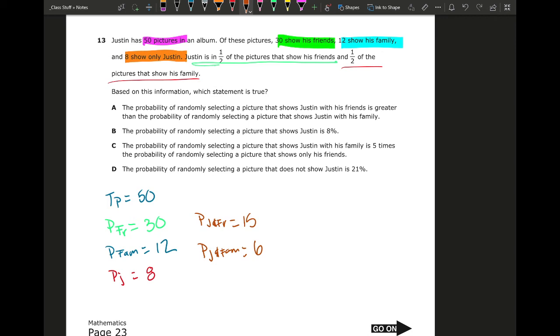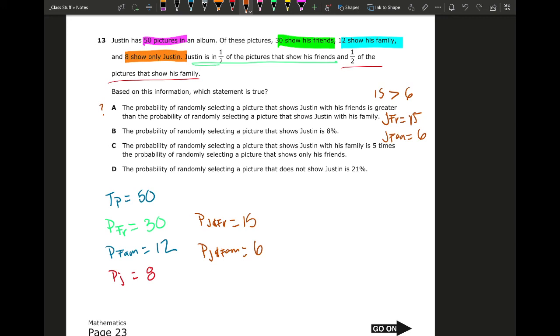This says, based on this information, which statement is true? A, the probability of randomly selecting a picture that shows Justin with his friends is greater than the probability of randomly selecting a picture that shows Justin with his family. So Justin and friends is 15. Justin and family is 6. So is the probability of picking a picture of Justin with his friends greater than the probability of picking a Justin and his family? There's 15 with his friends, 6 with his family. Is that a true statement? Yes, right? So 15 is actually greater than 6. So this might be our answer. Let's look at the other answer choices that we have.